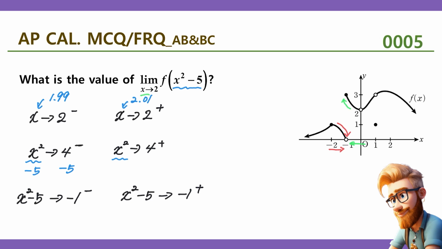So what is this limit value? This limit value doesn't exist. That's D and E, because the left-hand limit and right-hand limit are not equal to each other.